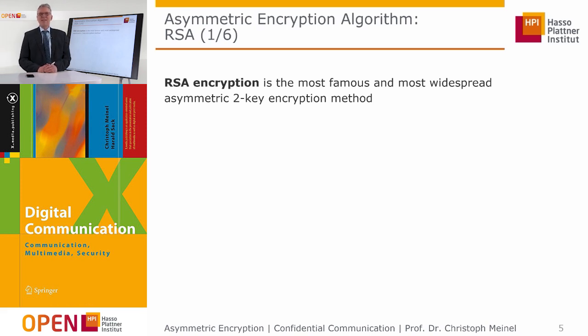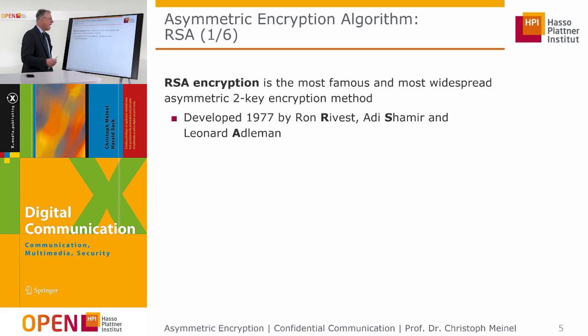And now let's have a closer look at the most famous, most popular asymmetric encryption algorithm, the RSA algorithm. RSA encryption is the most famous and most widespread asymmetric two-key encryption. The name comes from the developers. It was developed in 1977.